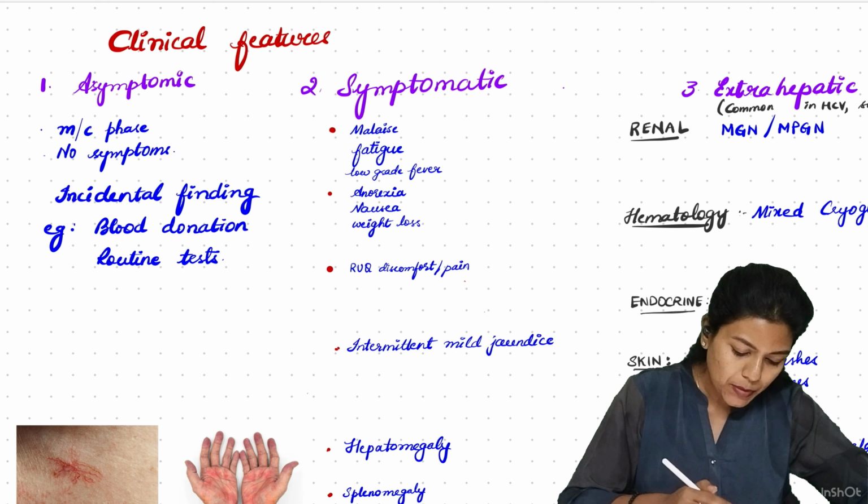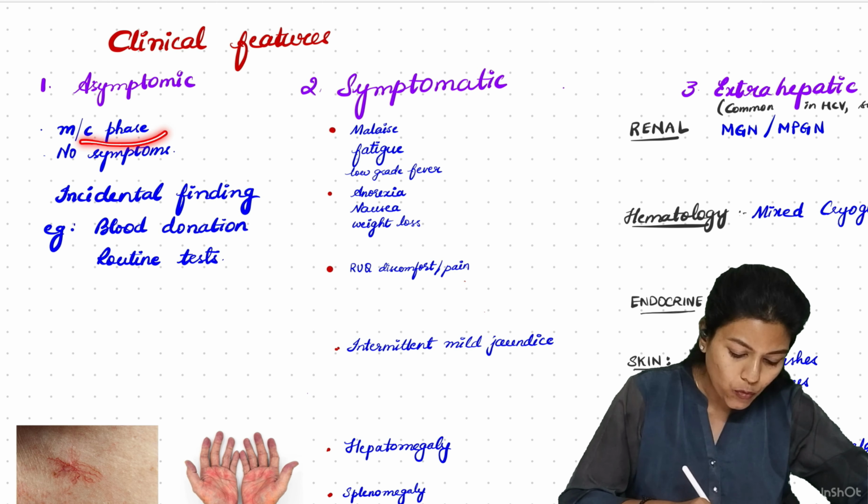I'm Dr. Ashmita. Today, in this video, let's continue with chronic viral hepatitis with its clinical features and investigations. So, beginning with the clinical features of chronic viral hepatitis, they can be segregated into asymptomatic phase, symptomatic phase, extrahepatic manifestations, and the late complications. Firstly, let's see the asymptomatic phase.